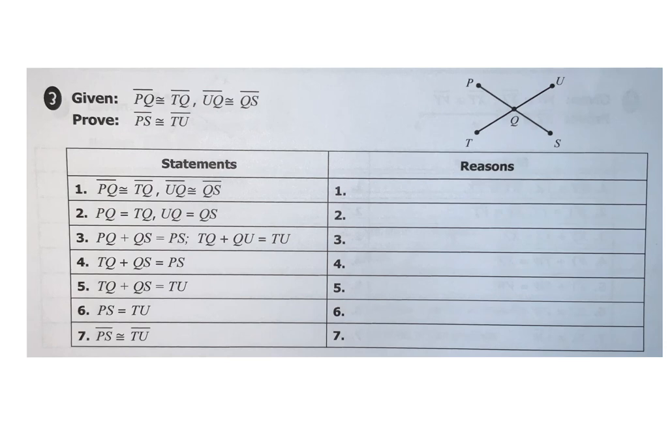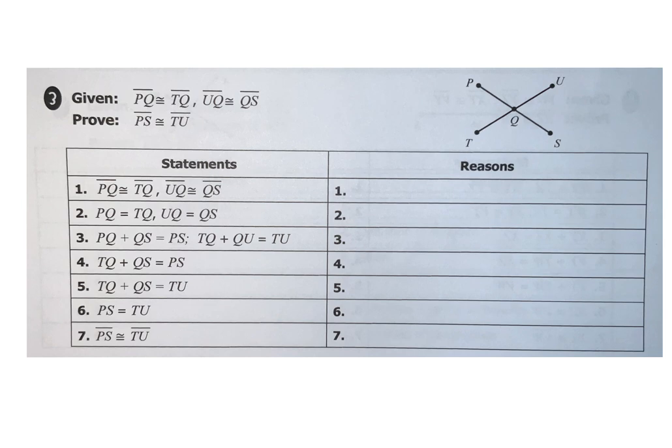All right, so this one, they've given you all the steps. All they're asking you to do is justify the steps, right? And so for this first one, they say that you're given segment PQ is congruent to segment TQ, segment UQ is congruent to segment QS. They want us to prove that segment PS is congruent to TU.